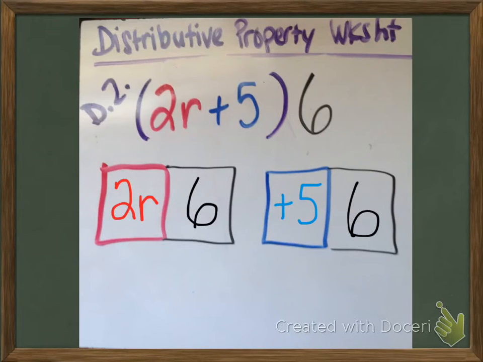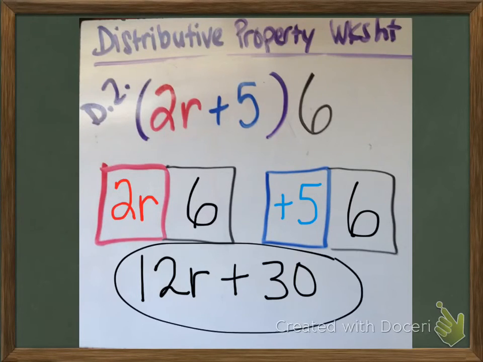Now solve it. A positive 2r times a positive 6 is a positive 12r. A positive 5 times a positive 6 is a positive 30. Your answer is 12r plus 30.